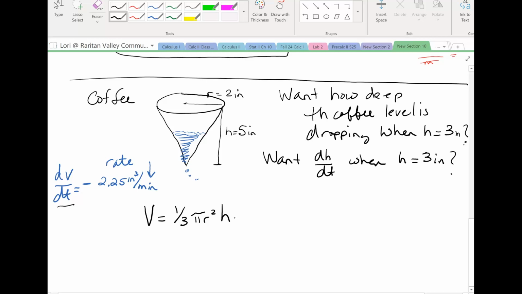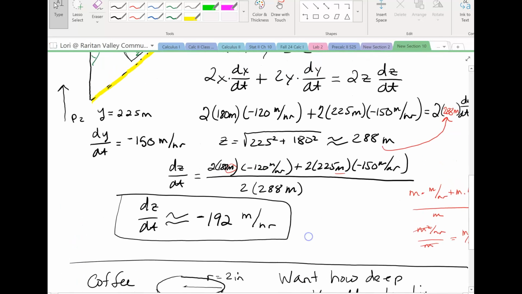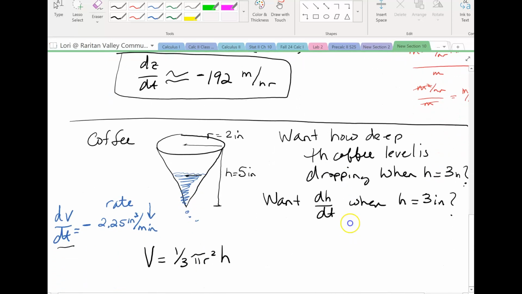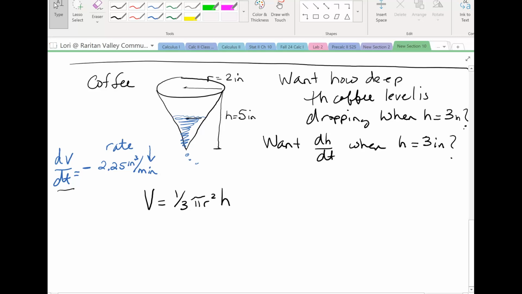Unfortunately, if we work this out, we have an r, we would end up with a dr dt, an h, and a dH dt. But we don't have a dr dt, and we don't know the radius when it's right here. So you've got to be creative. Kind of like in the last problem, we had too many variables, but we were easily able to find that z by using the basic Pythagorean theorem. This one's a little bit different. We have to use something that you learned back in your high school geometry class.